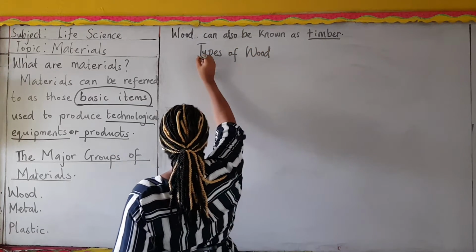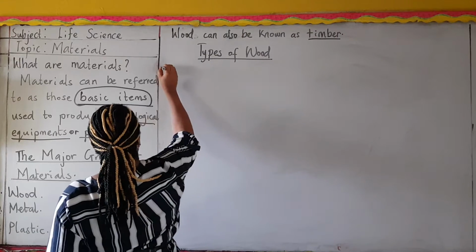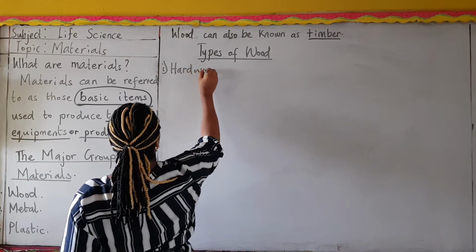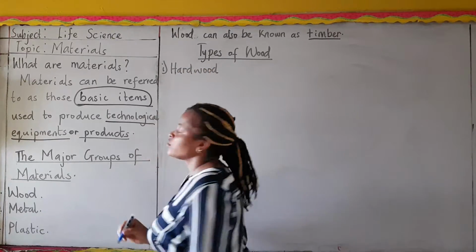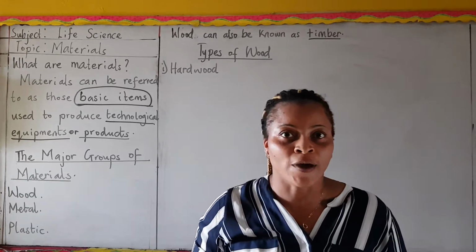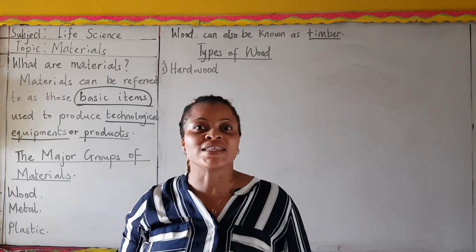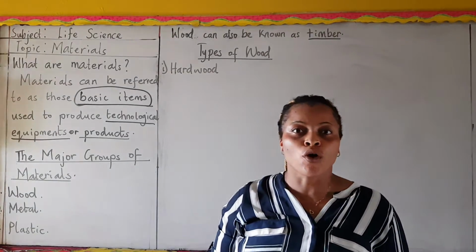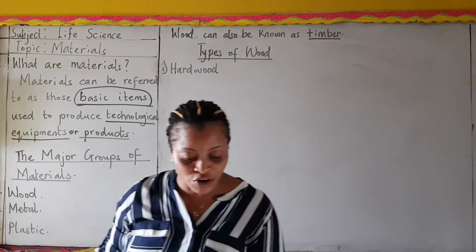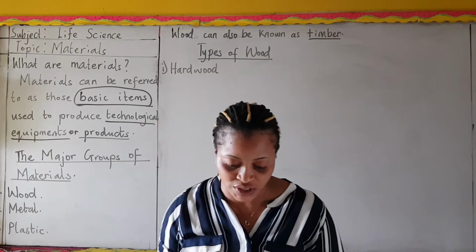Types of wood. We have the one we call the hardwood. Now, this hardwood is produced from plants, okay? They're produced from plants that are called what? Broadleaf plants. Those plants are very well known in our countries.